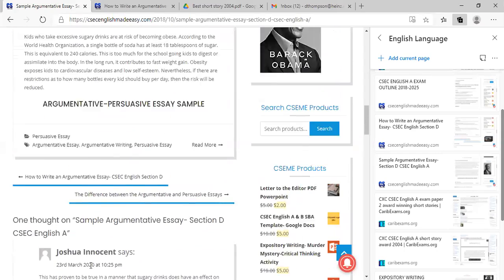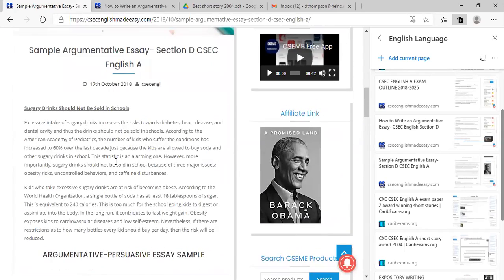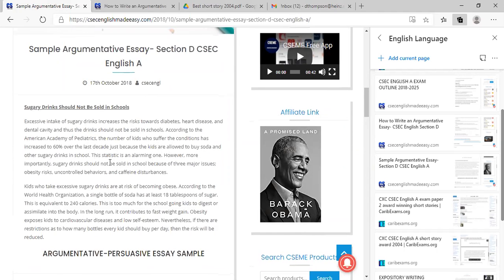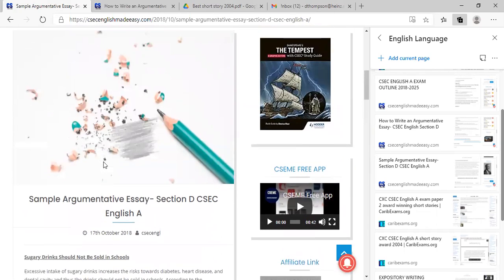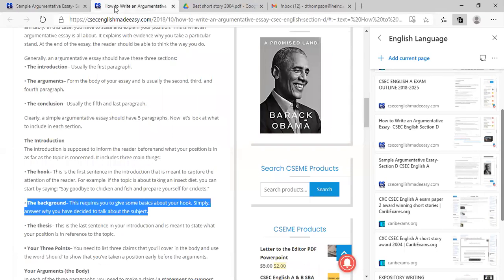Just hold on, where is it? I lost it. Okay, here we go. Just because the kids are allowed to buy soda and other sugar drinks in school. So that's your reason now for writing about sugar drinks. That's your background. Over 60% of children have been diagnosed, etc. And the primary reason for this is because they are allowed to be sold in schools.